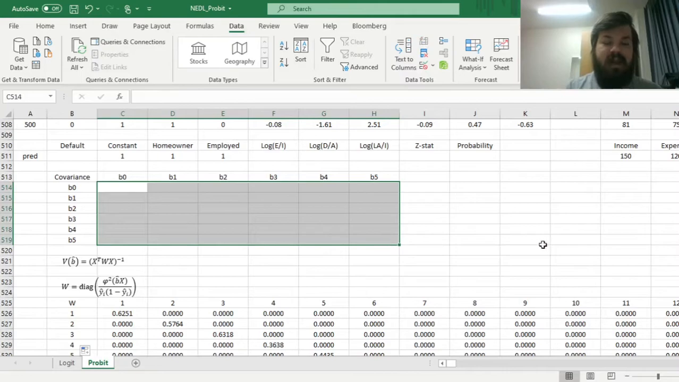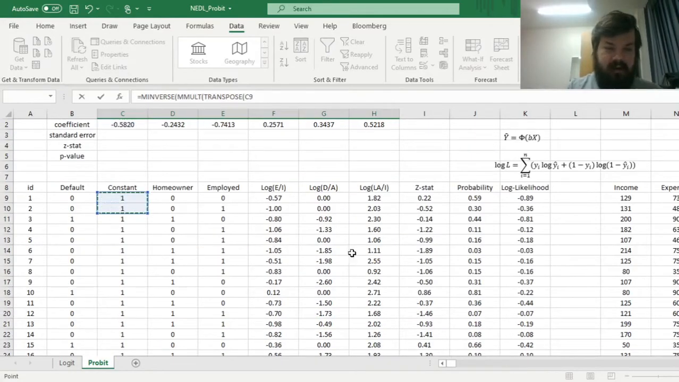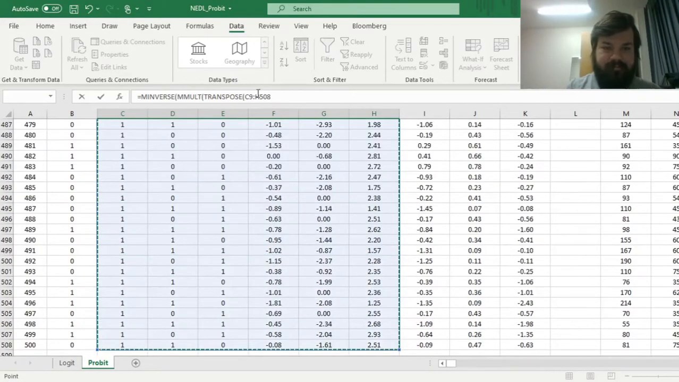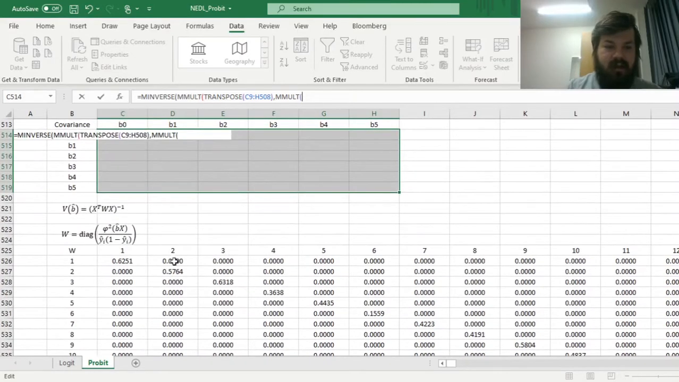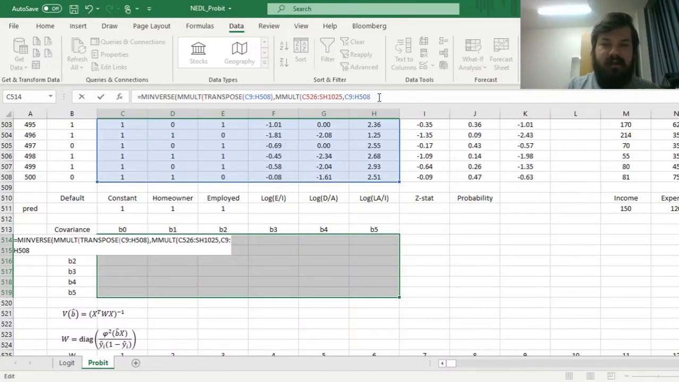And here we can use the matrix algebra functions. So first of all, we need to calculate the inverse of a matrix, and the matrix that we want the inverse of is the product of matrices, so a mult. And first we input the transposed matrix of explanatory variables, including the constant, all the way through here. And then we need to multiply it by another product. First, we need to input the weight matrix that we've just calculated, and then we need to input the usual non-transposed matrix of explanatory variables.